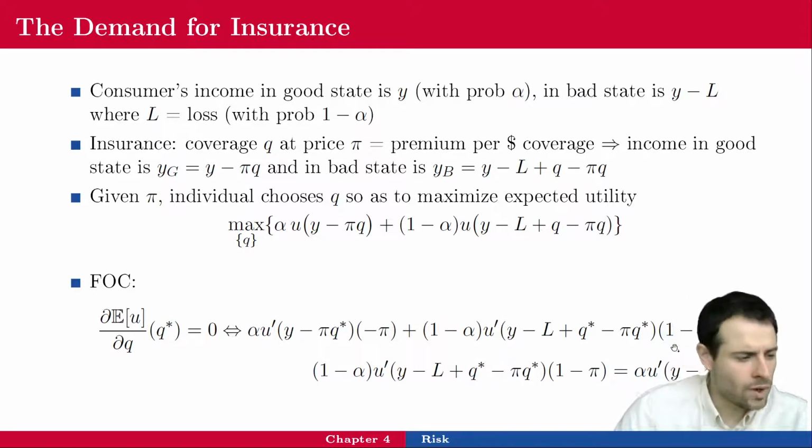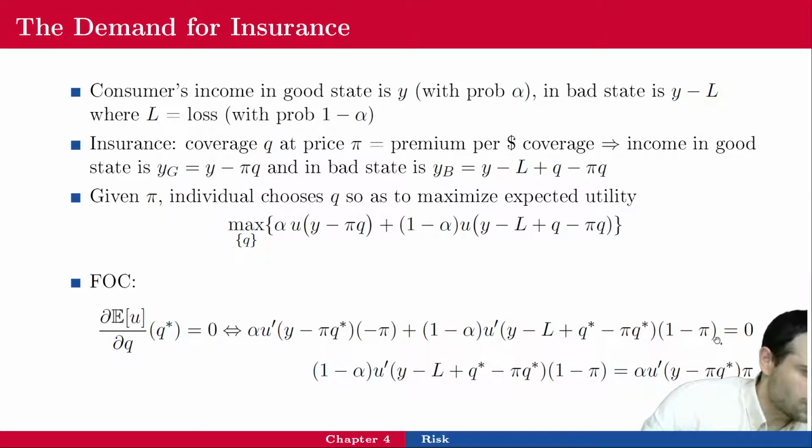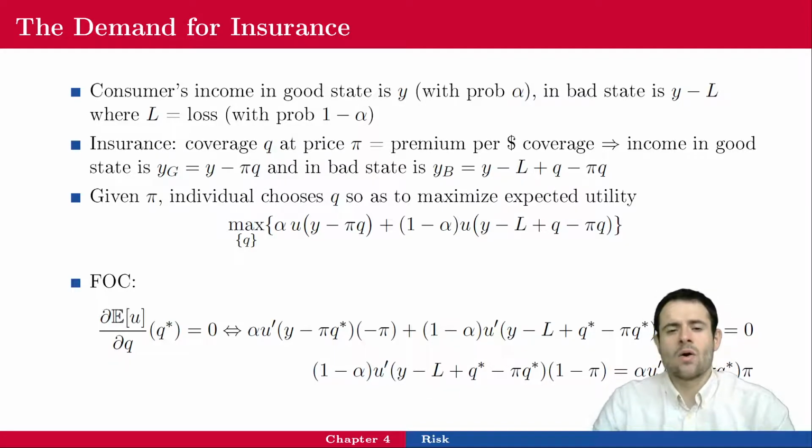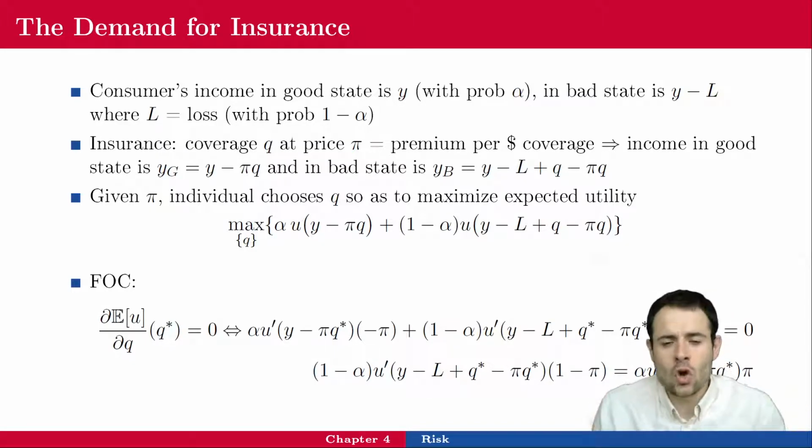Now we are done and we make this derivative equal to 0. Remember, what we want to do is find q star. It's inside u prime, so of course right now I cannot solve it because I do not know what u is. If I give you a utility function, then you will be able to find it.